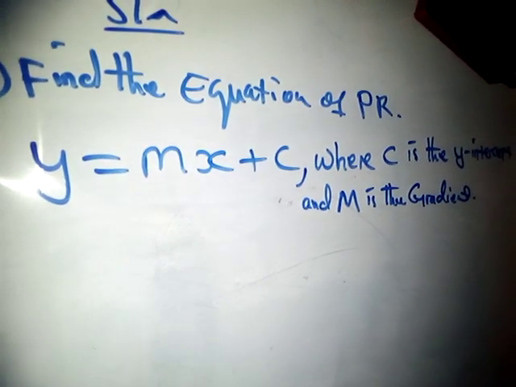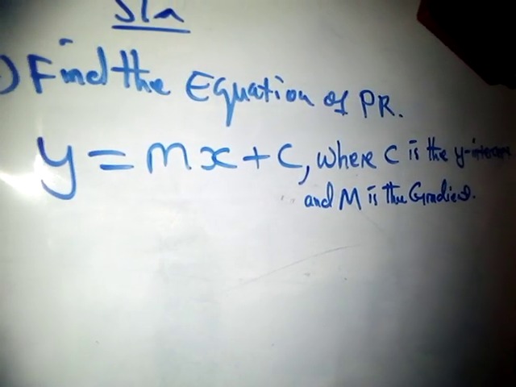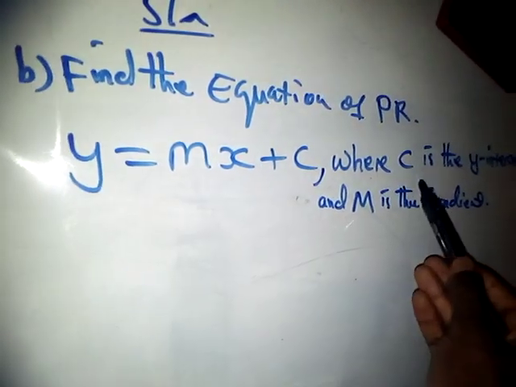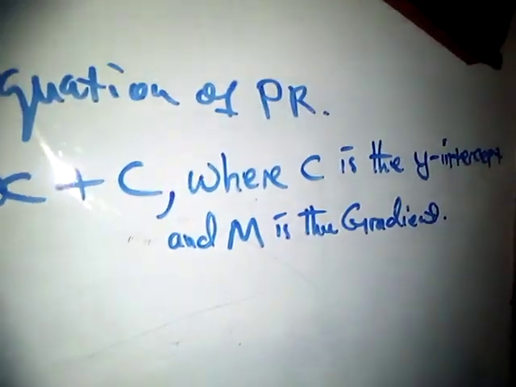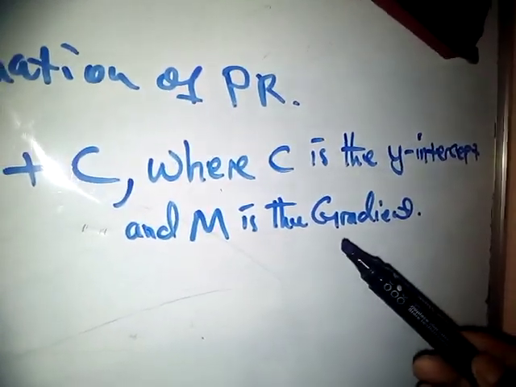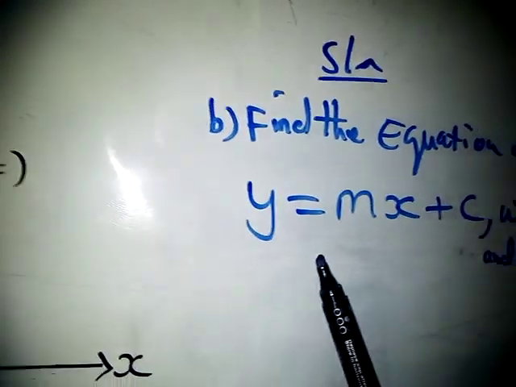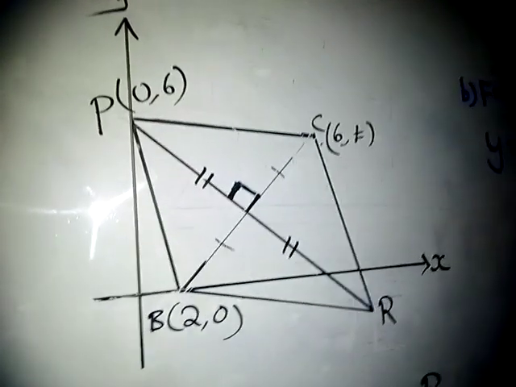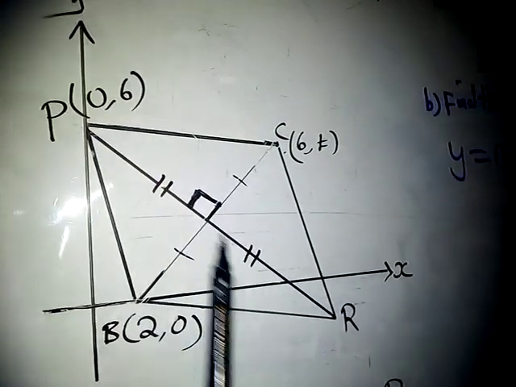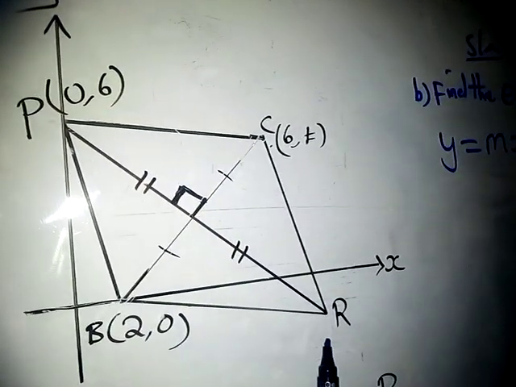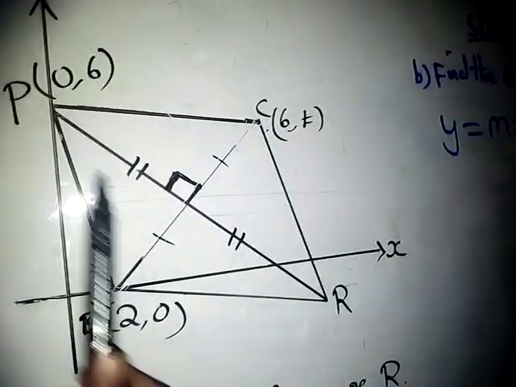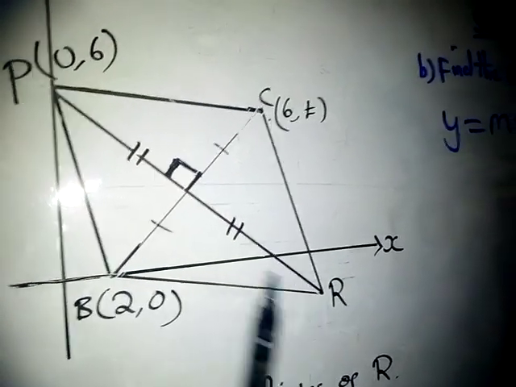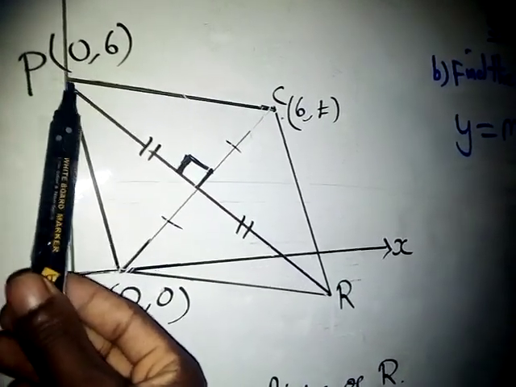So finding the equation of line PR, we use this equation: y equals mx plus c, where c is the y-intercept and m is the gradient of the line under review. So how do you go about it? Remember, we want to find the equation of this line PR. It's not easy to find the gradient of line PR directly, because line PR has only one defined point, which is (0,6).